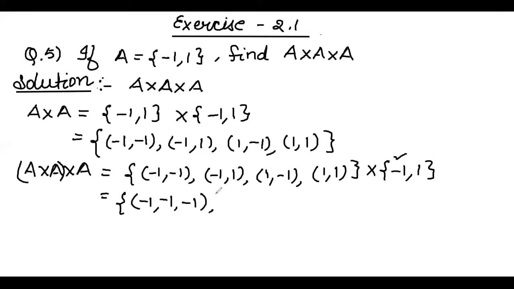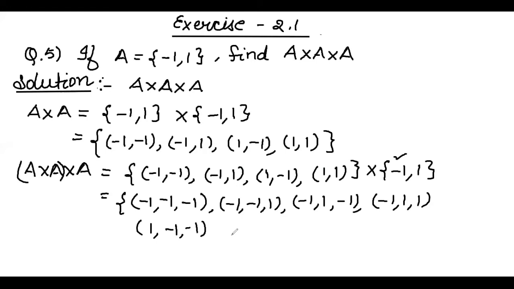Here the ordered triplets will be there, with 3 elements each. Then minus 1, minus 1, 1. Minus 1, 1, minus 1. Minus 1, 1, 1. Next is 1, minus 1, minus 1. 1, minus 1, 1. Then last is 1, 1, minus 1 and 1, 1, 1.